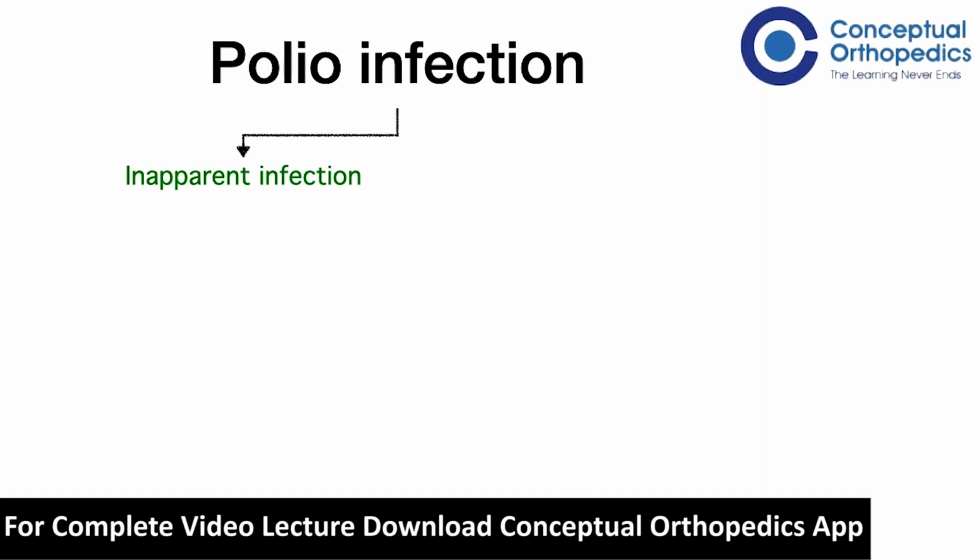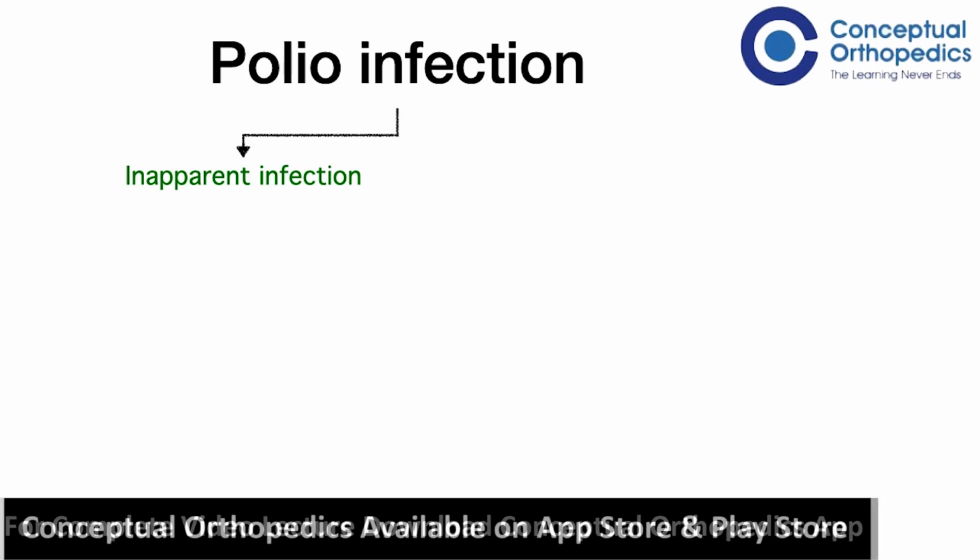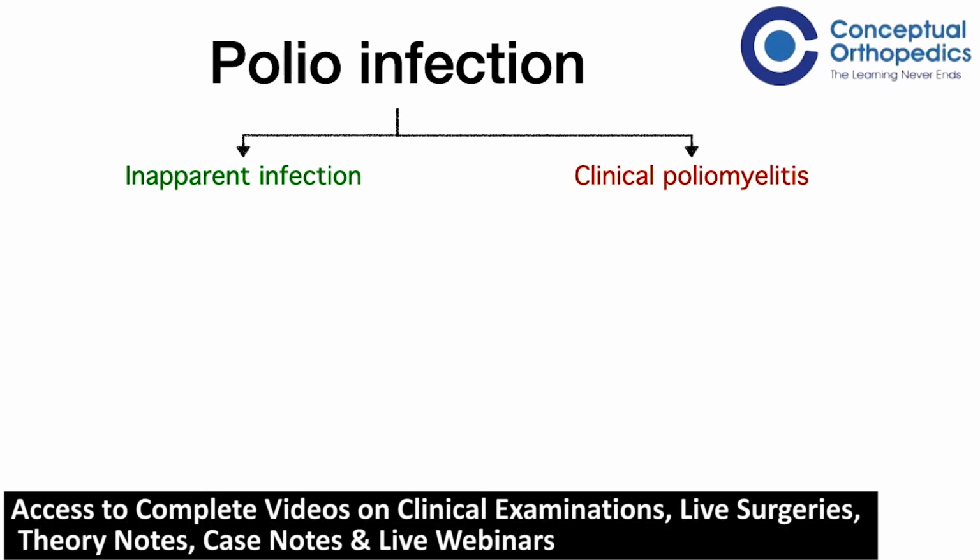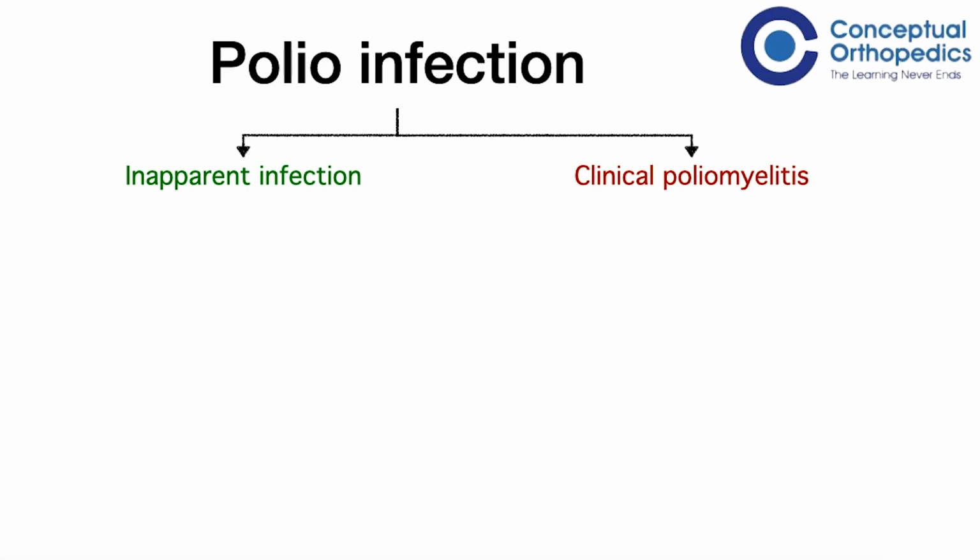Now, polio infection can present in many different forms. Most of the infections are very inapparent, and they are like a minor cold or a minor gastrointestinal symptom. However, a few cases can proceed to proper prodromal symptoms of upper respiratory tract as well as the GIT symptoms, and produce what we know as clinical poliomyelitis.